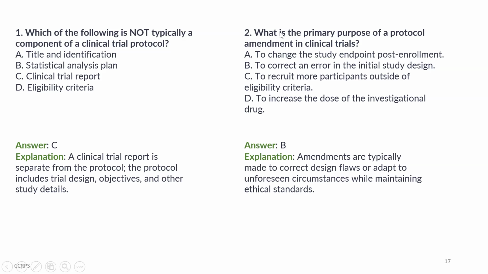Question 2. What is the primary purpose of a protocol amendment in clinical trials? Would be B, to correct an error in the initial study design. So B is the answer, as amendments are typically made to correct design flaws or adapt to unforeseen circumstances while maintaining ethical standards.